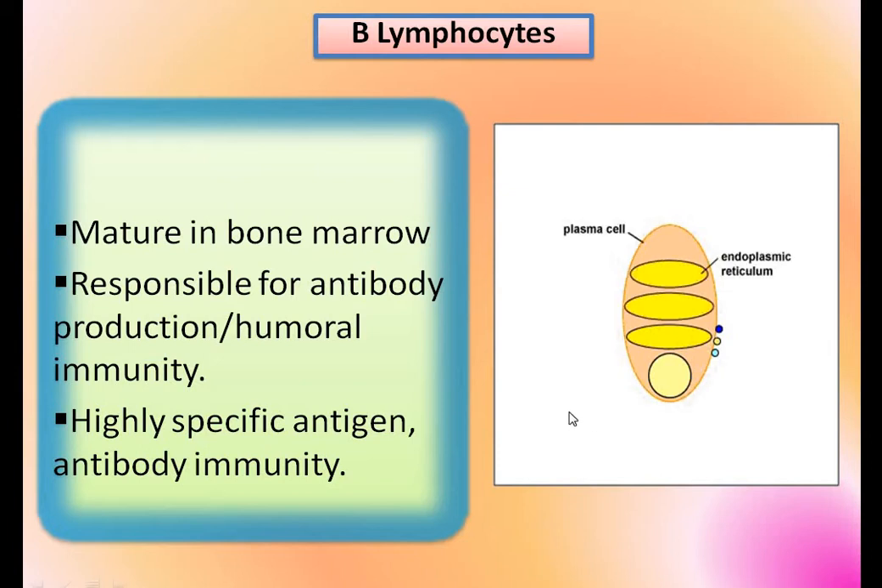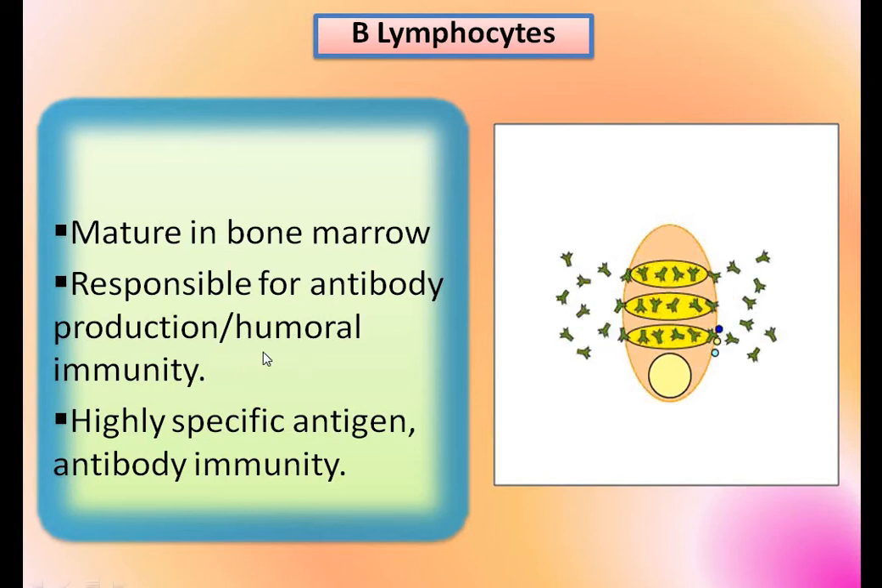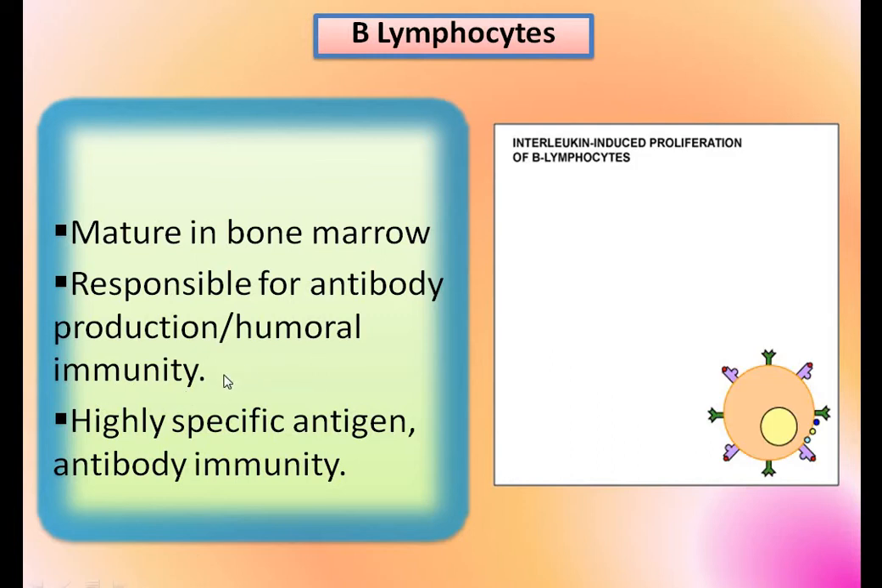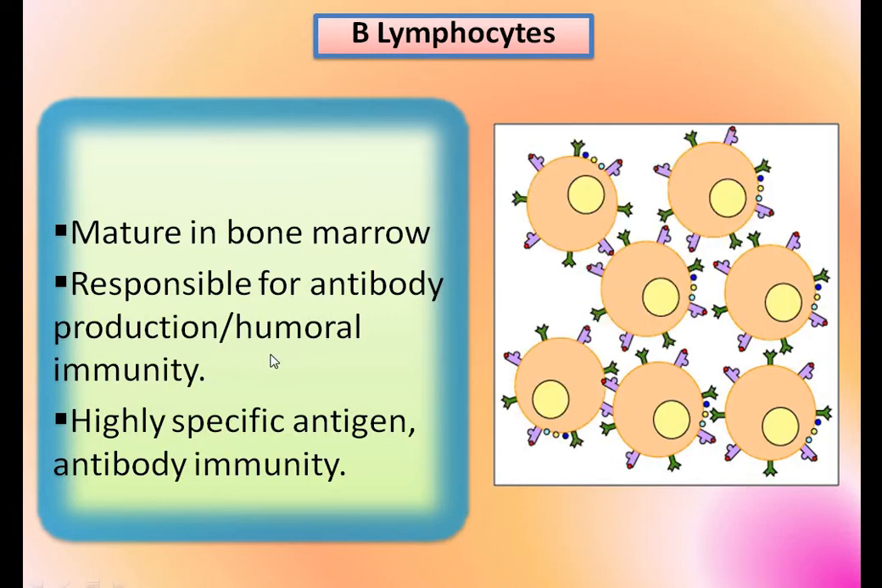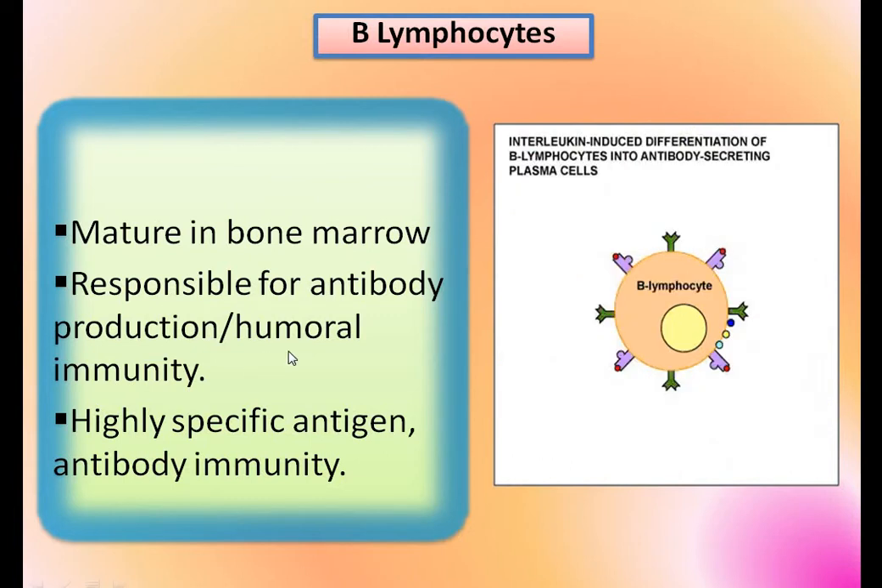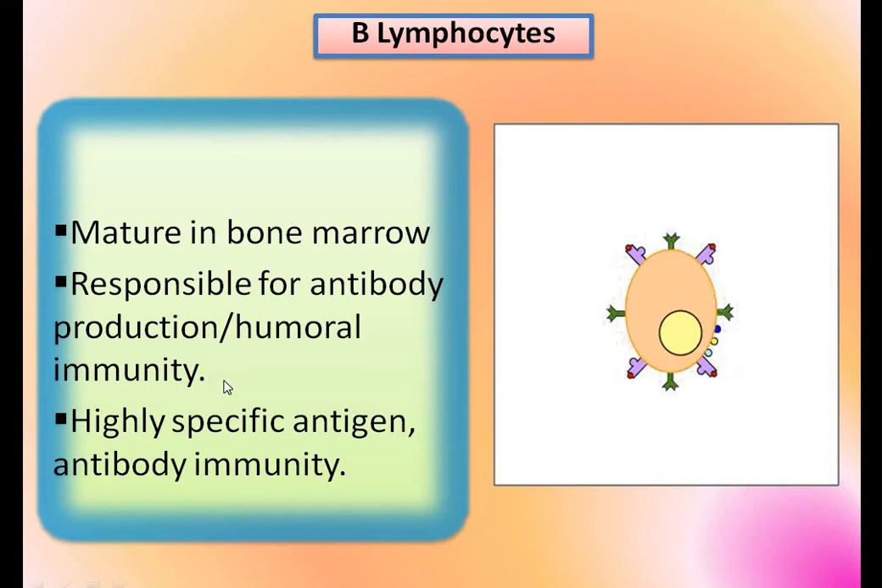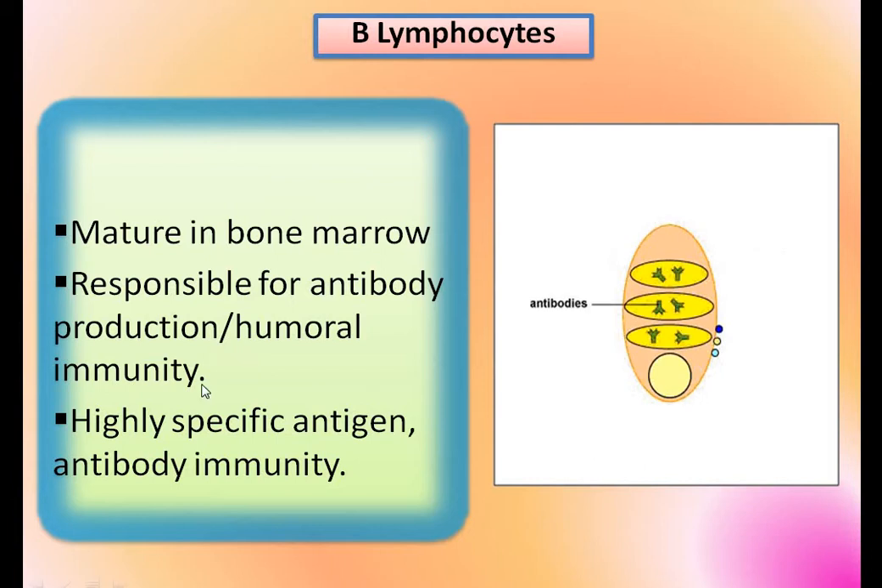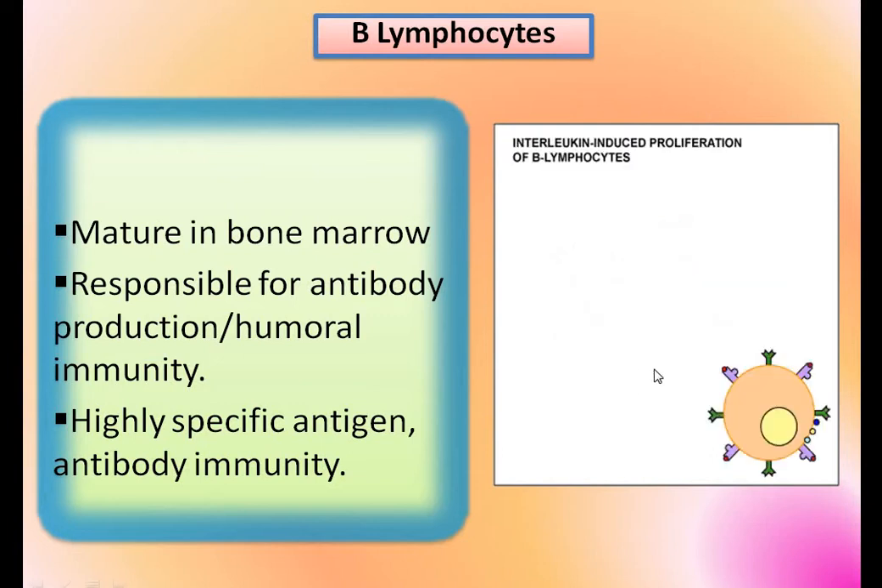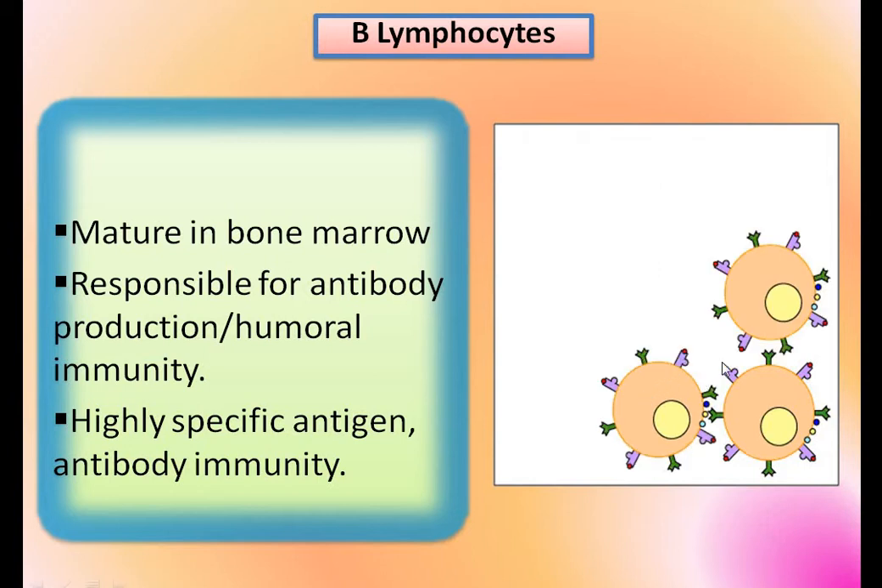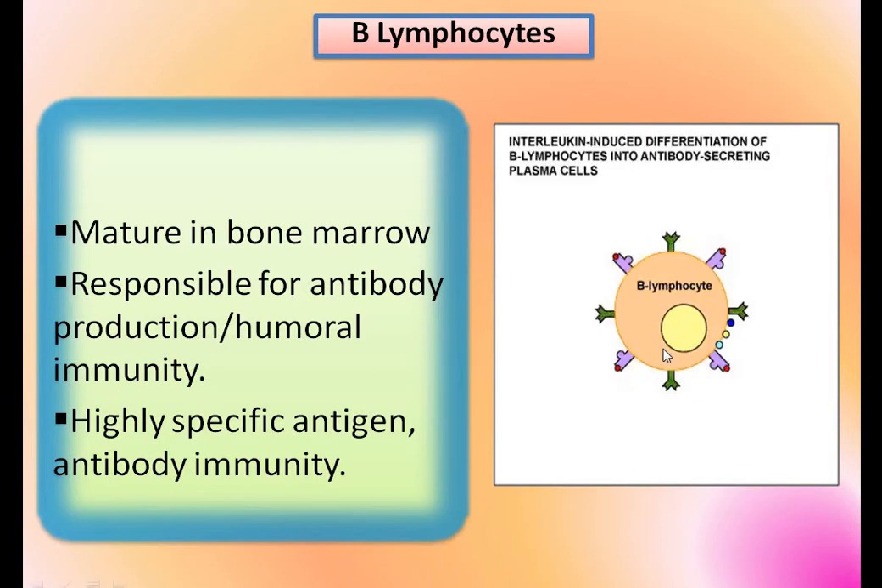Observe this animation carefully. B lymphocytes are also responsible for humoral immunity. Humoral immunity is also called antibody mediated immunity. With assistance from helper T cells, B cells will differentiate into plasma B cells, and this is the helper T cell. Plasma B cells can produce antibodies against a specific antigen.